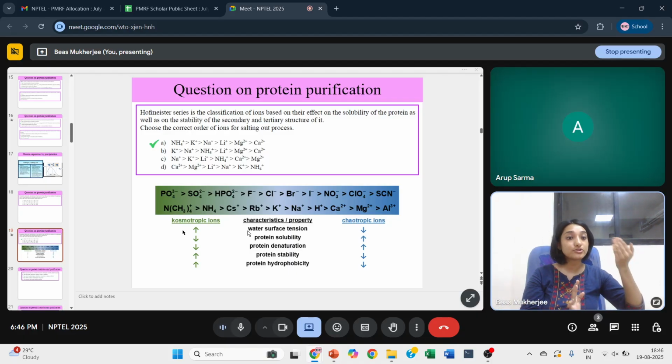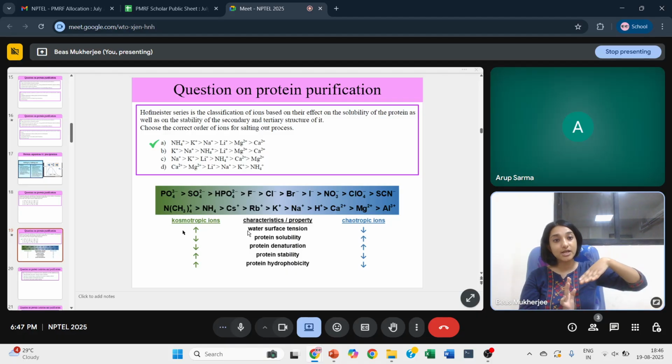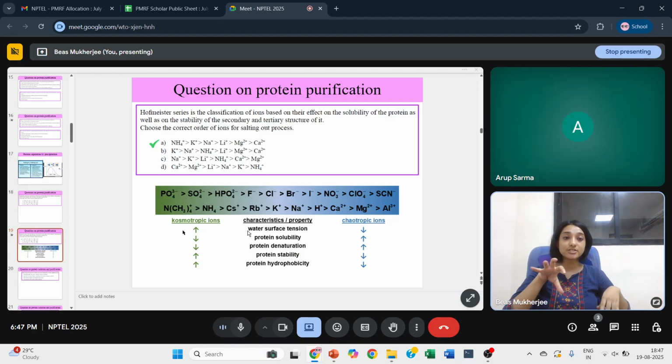But they are also decreasing the stability of the protein, right? Because the secondary and tertiary structures are broken. So that is how you will remember. Chaotropes are causing chaos in the protein solution and opening up the complete protein, in turn solubilizing the protein. Cosmotropes are actually maintaining the stability of the protein and improving the protein hydrophobicity.